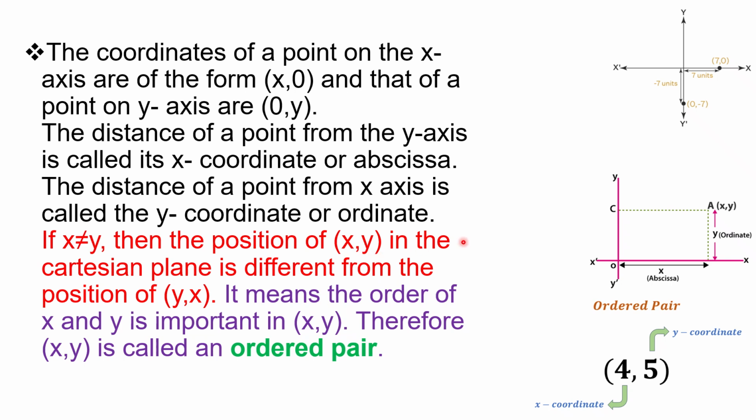x, y is not equal to y, x unless x and y are equal. So it is very important to check the ordered pair. The abscissa is written first and the ordinate is written second. So it is always an ordered pair, x and y.